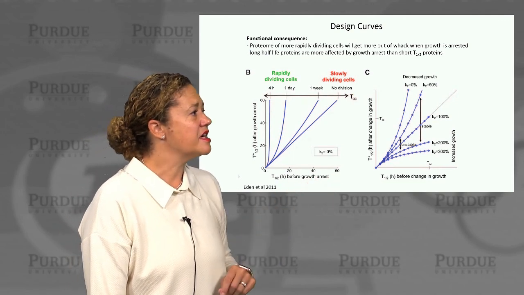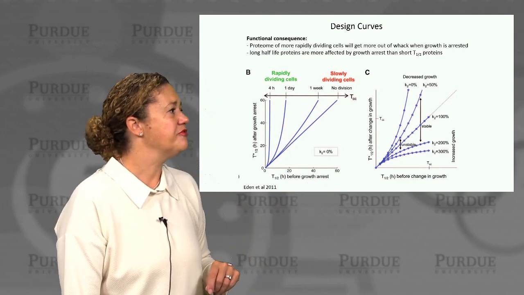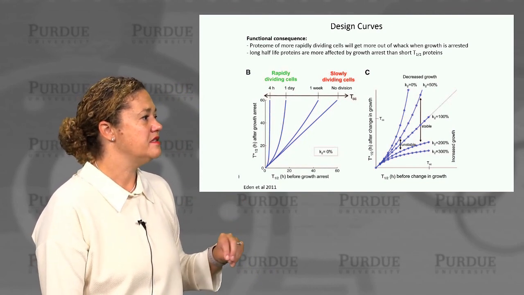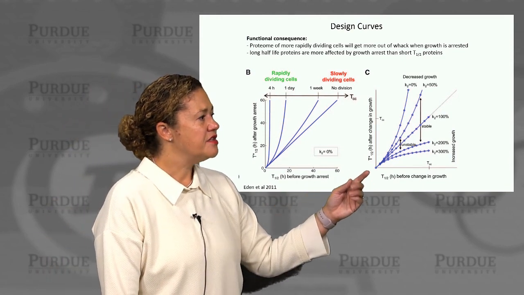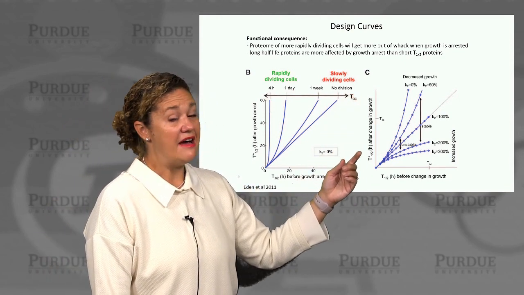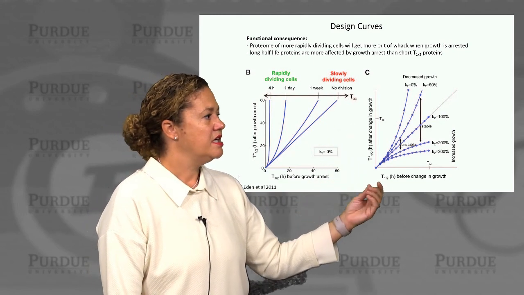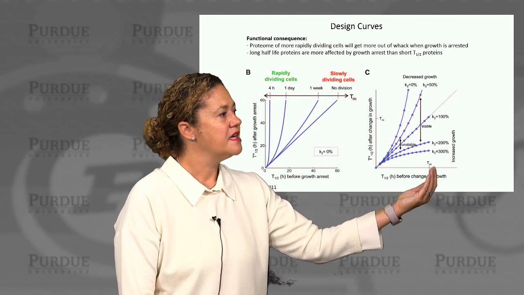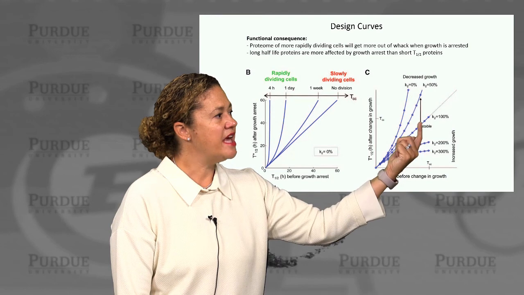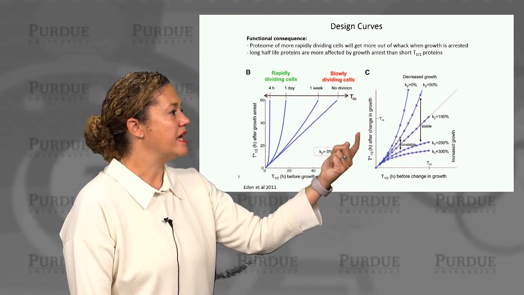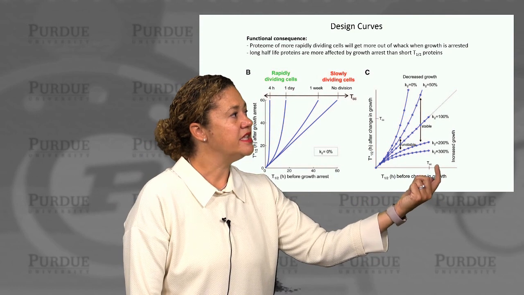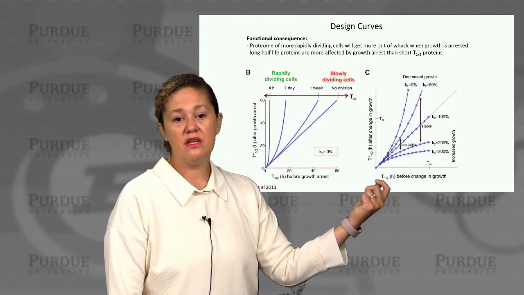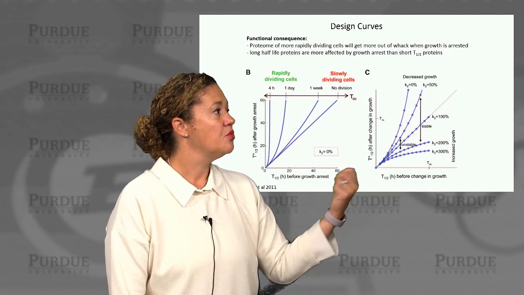Okay. The other consequence here is that long half-life proteins are more affected by growth arrest than short half-life proteins. If you look at these curves, again with half-life after treatment or in our new condition versus half-life in the original, out here at longer half-lives, before and after, they deviate further from this 1-to-1 line. So the proteins that initially have naturally stable, long half-lives are going to get much more out of whack relative to the shorter half-life proteins when you growth arrest.